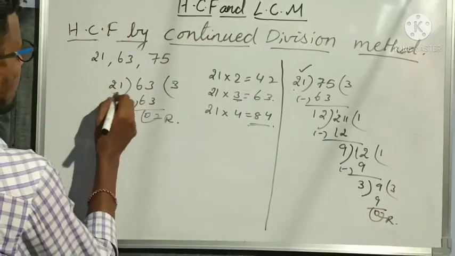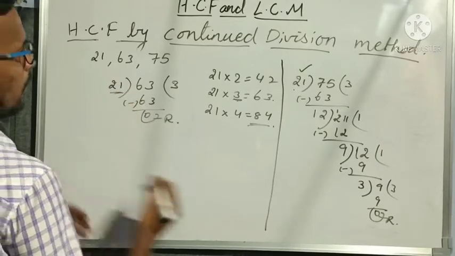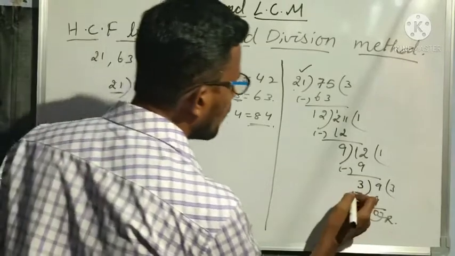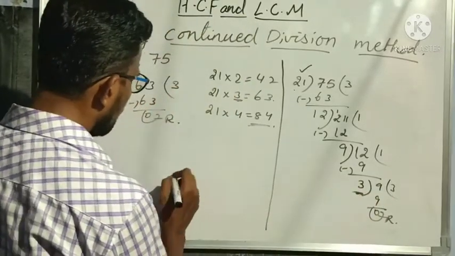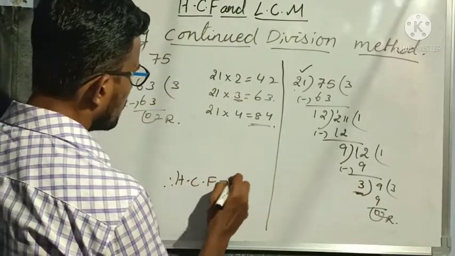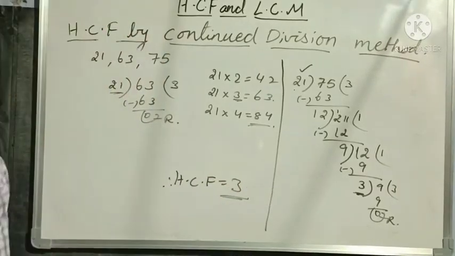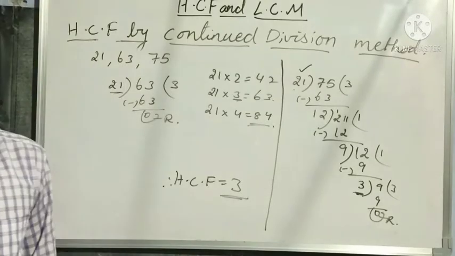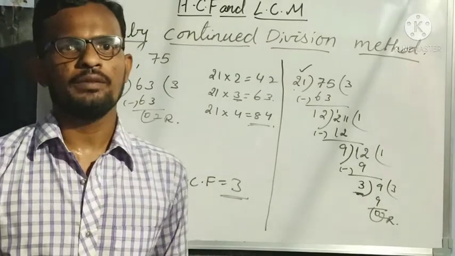So here we are getting 21, but here we are getting 3. We want the smallest divisor, right? So what is the smallest divisor? 3. Therefore HCF is equal to 3. Understood? This is how we have to do HCF by continued division method.